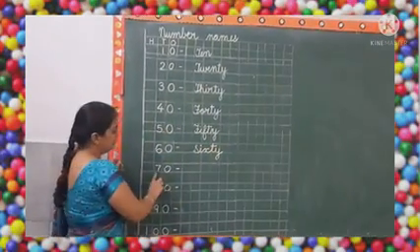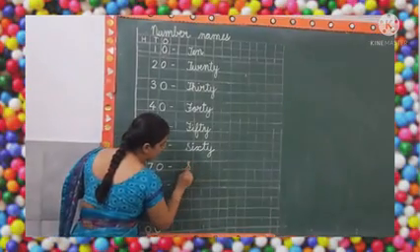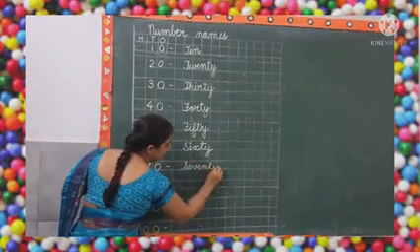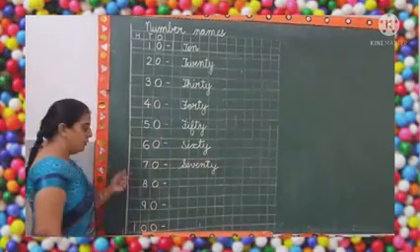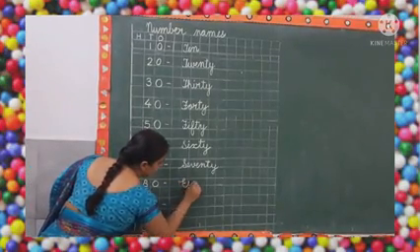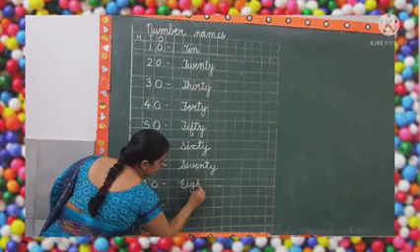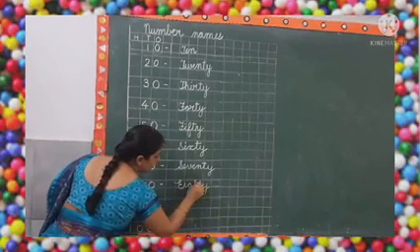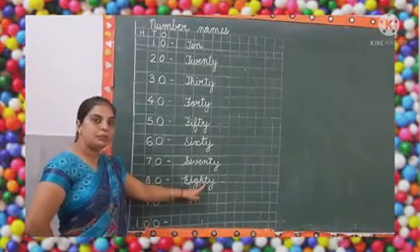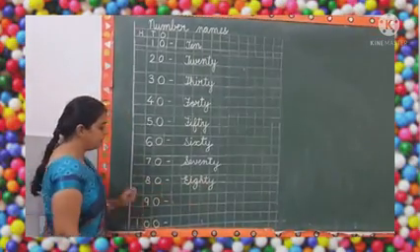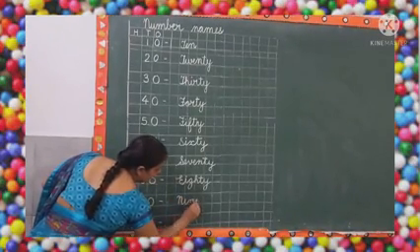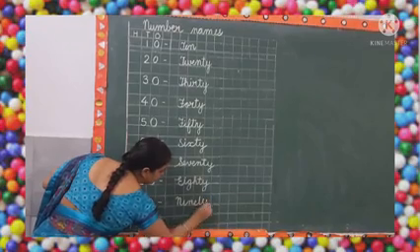Okay? Then 70. This is also very easy. S-E-V-E-N, 7, and TY, 70. Now the next number is 80. So E-I-G-H and TY, 80. Okay? It's 80, so only one T will be there. Okay? Now the next number is 90. So N-I-N-E, 9, and T-Y is 90.